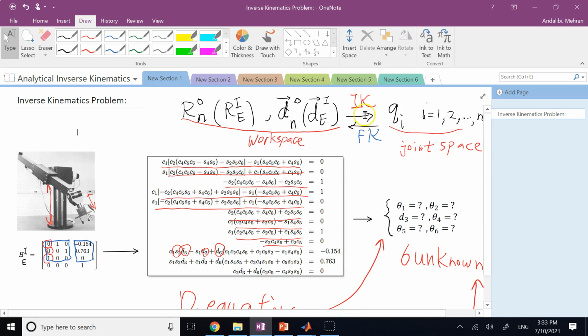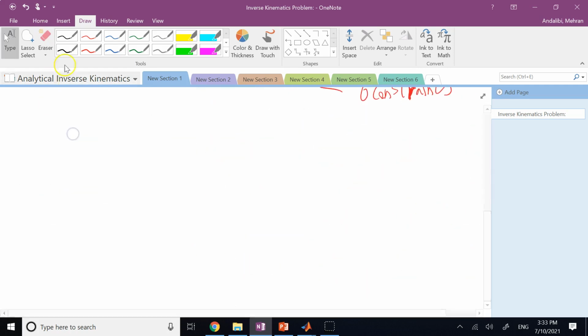The other important thing about inverse kinematics is it does not have a unique solution necessarily. Okay, I can show you that your inverse kinematic solution in general can have no solution at all, a unique solution, or several solutions. Okay, right? Sometimes it can have infinitely many solutions. So let me write that for you here because this is important.